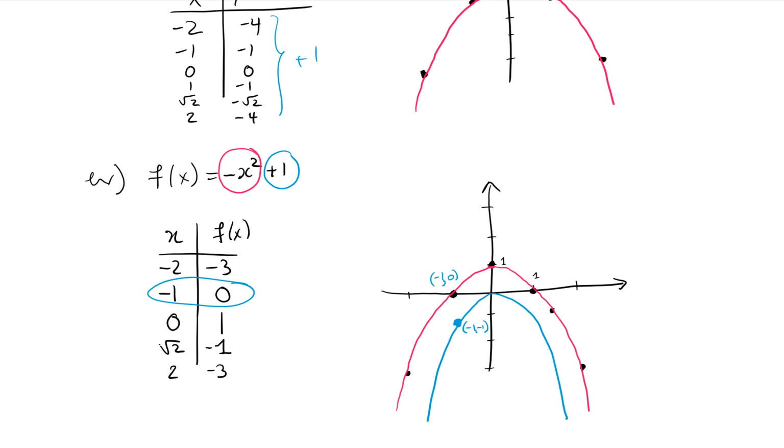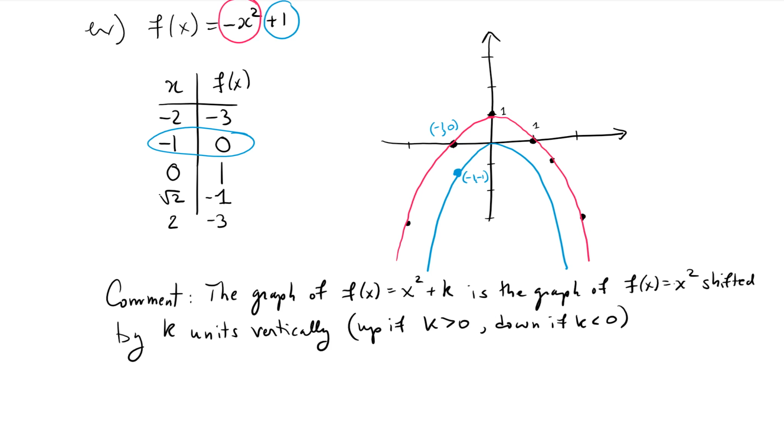So essentially, adding a constant to a previous function will just shift the graph up or down, depending if the constant is positive or negative. So let's actually add this as a comment. So the graph of x squared plus k is the graph of f of x equals x squared, shifted by k units vertically, up if k is positive, down if k is negative.